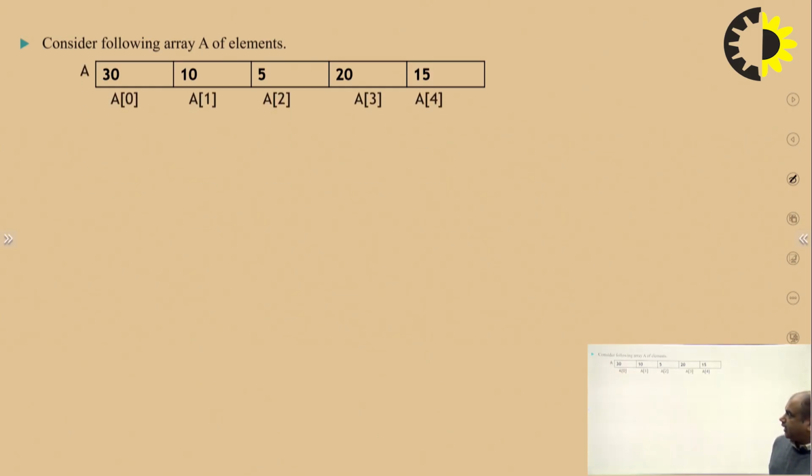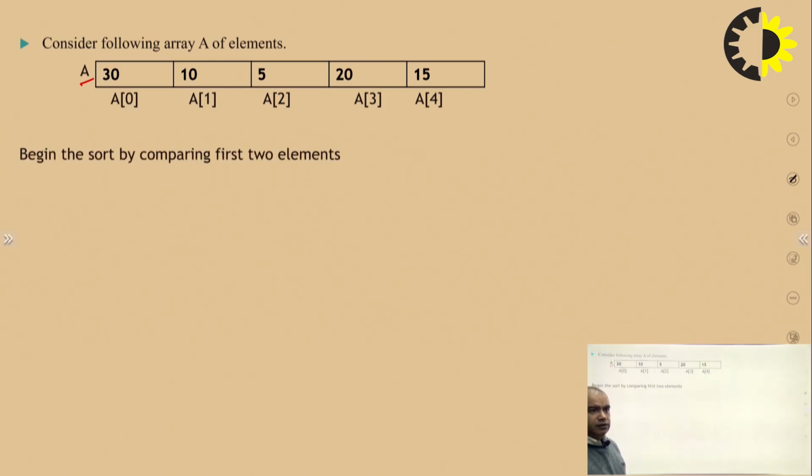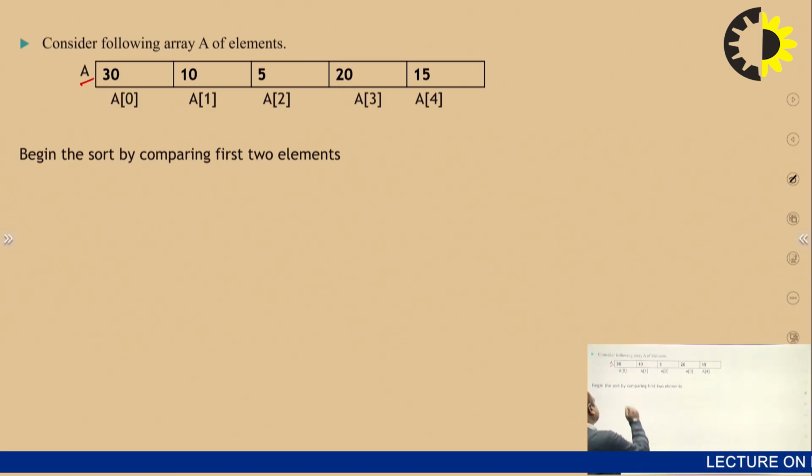So this array, say it is A, has the element 30 at position A0, 10 at A1, 5 at A2, at A3 the element is 20, and at A4 the element is 15. Now begin the sort by comparing the first two elements, this one and this one.